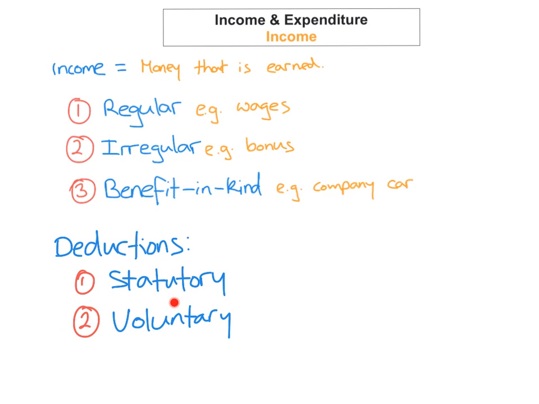The second one is a voluntary deduction, and this is a deduction that you choose to give up and have paid from your wages. An example might be a pension contribution, joining a trade union, or getting health insurance. Voluntary means you decide to get that taken away from your pay. Statutory, you've no choice; it has to be taken away because it's illegal if it's not paid.